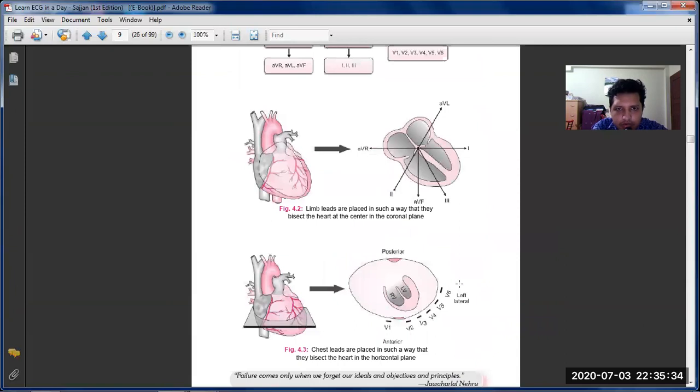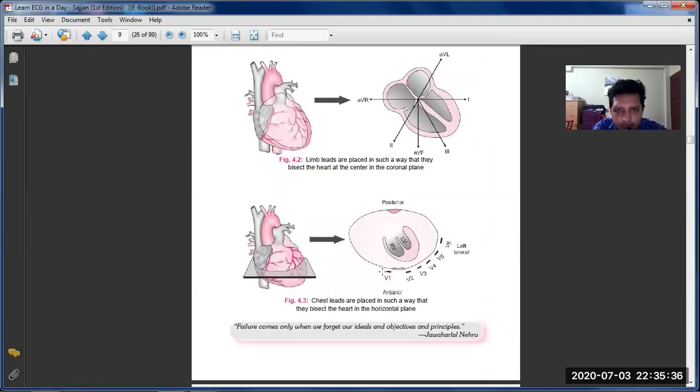So now we can take a cross section of the heart here, and we can see the chest leads on the anterior chest wall. Here V1, V2, V3, V4, V5, and V6. We can say that V1 and V2 are taking the electrical picture of the right ventricle, V3 and V4 are taking the electrical picture of the interventricular septum, and V5, V6 are taking the electrical picture of the left ventricle.